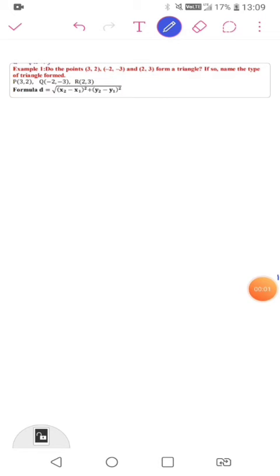Let me solve one problem. See here, that's an example problem, a textbook problem. Example 1: Do the points (3, 2), (-2, -3) and (2, 3) form a triangle? If so, name the type of triangle.